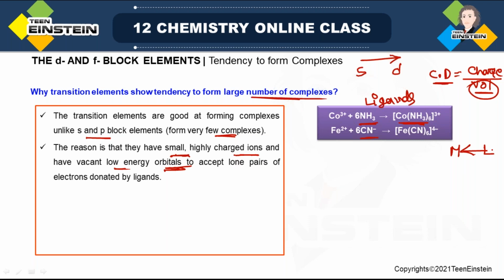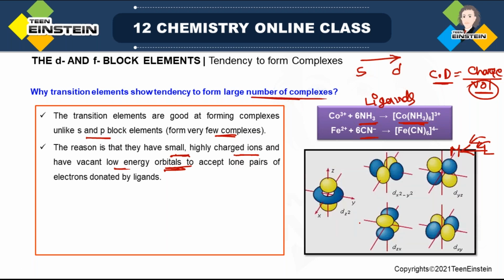It is not that the metal is also giving an electron, the ligand is also giving an electron, and then the bond is formed. No, it is not like that. If it is like that, then it will be a covalent bond. But actually it is a coordinate bond. Both the electrons are donated by the ligand. Okay. Now, if ligands are donating electrons, the metal must have some vacant orbital so that it can accept those electrons. And for d block elements, those vacant low energy orbitals are present. So complex formation tendency is high.